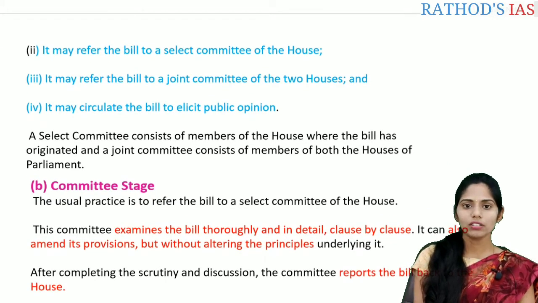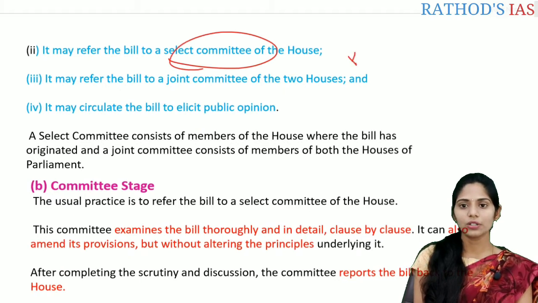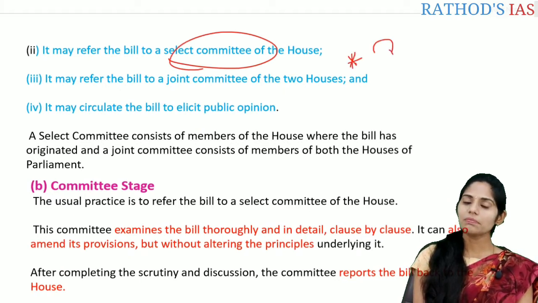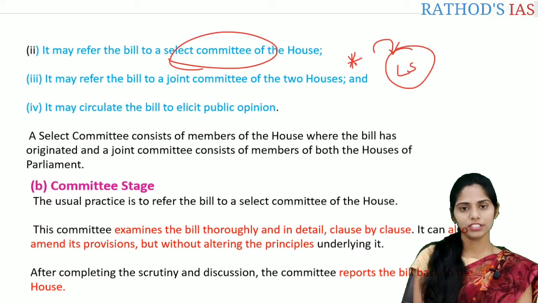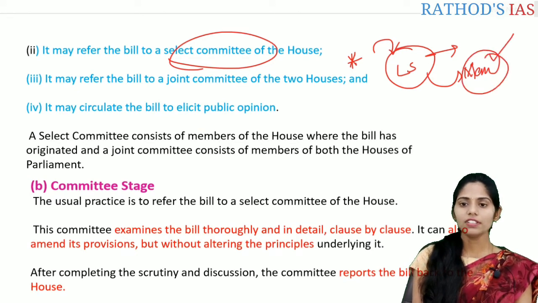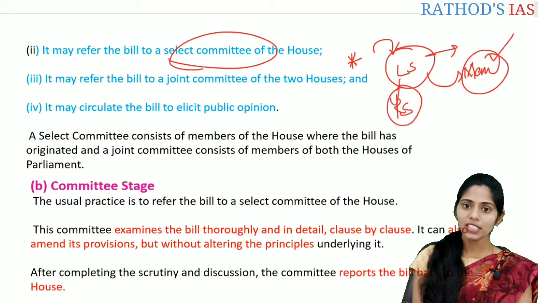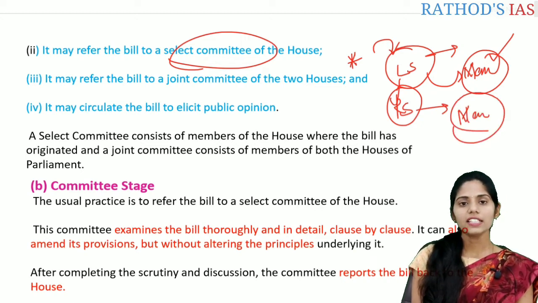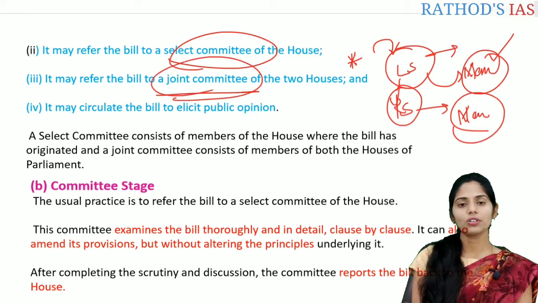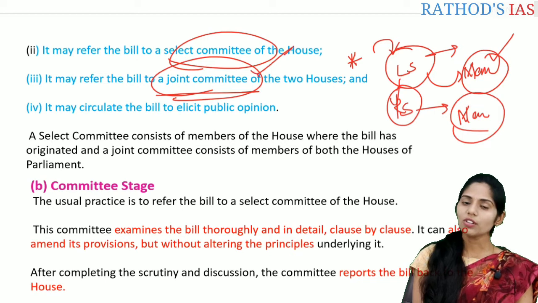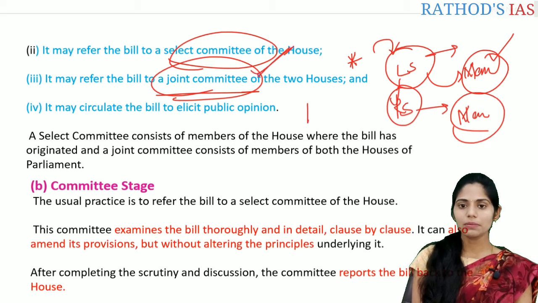When you are talking about this select committee, one important thing you should remember is, for example, if the bill is introduced in the Lok Sabha first, this select committee contains the members of the Lok Sabha. Okay. And if the bill is introduced in the Rajya Sabha, this select committee contains the members of Rajya Sabha itself. And the third point here is, it may refer the bill to the joint committee of the 2 houses. Whenever we talk about the joint committee, it contains the members of Lok Sabha and also Rajya Sabha.